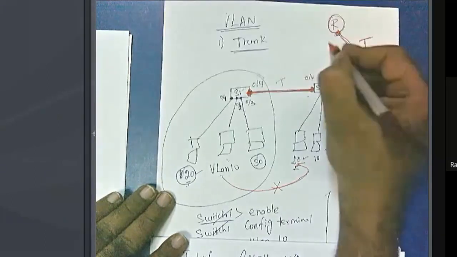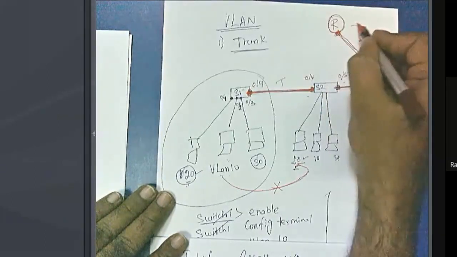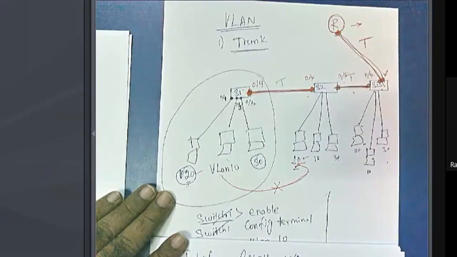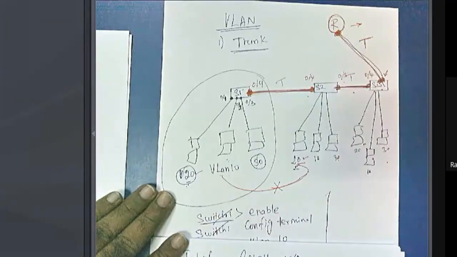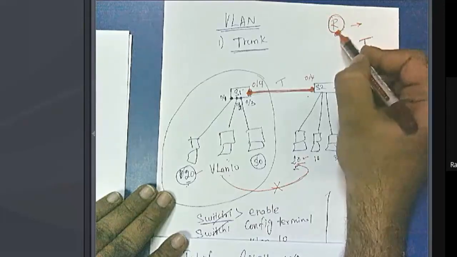Then here you have to go for the sub interface. There are 3 networks available, so you have to create 3 sub interfaces, such as 0.1, 0.2, 0.3, whatever it is. So you can create sub interfaces in this router, and then for each sub interface, you have to give an IP address.